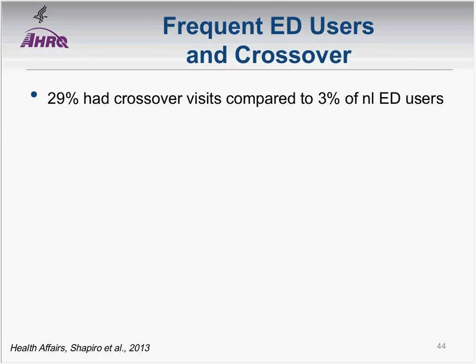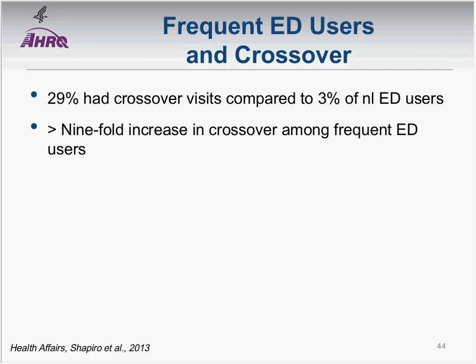29% of the patients who were these super user frequent ED users had crossover visits, compared to only 3% among regular ED visitors. That's a 9-fold increase in crossover among frequent ED users. One of the things with HIE and interoperability is trying to target populations of patients that are most likely to benefit from these interventions, whether it's a disease-specific cohort or, in this case, potentially patients who are frequent ED users, because they tend to have data that's spread out across multiple provider organizations more commonly.